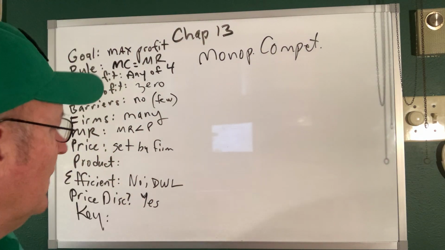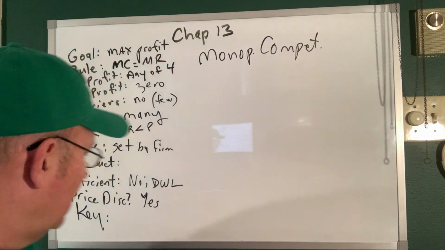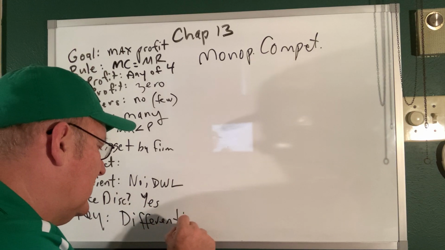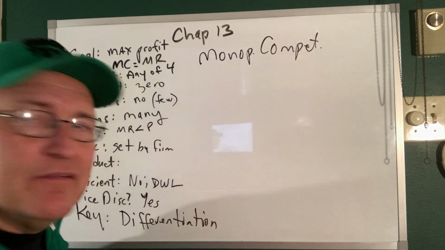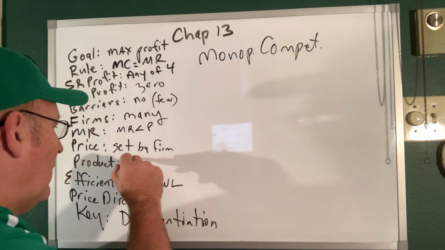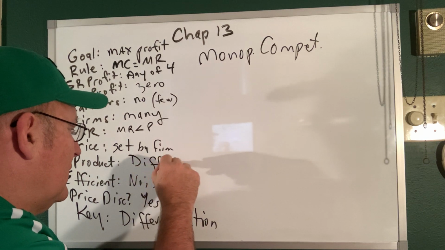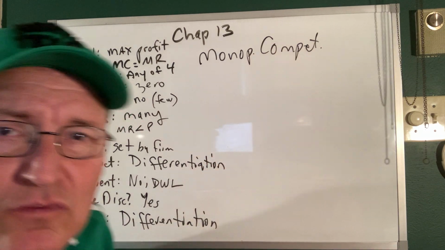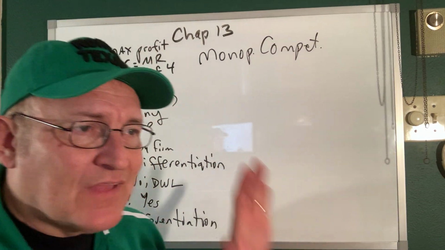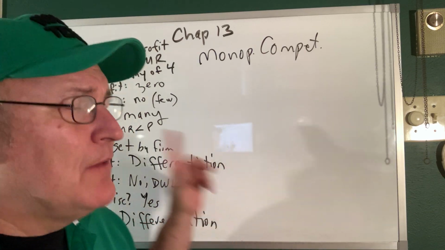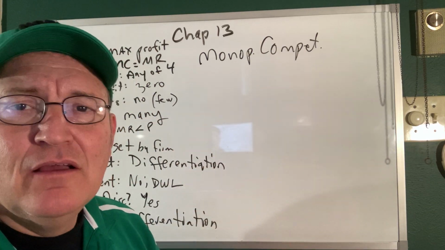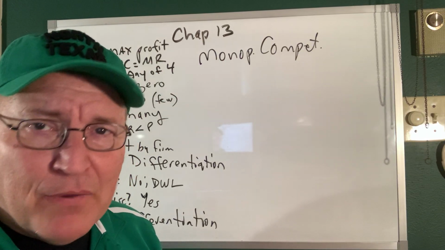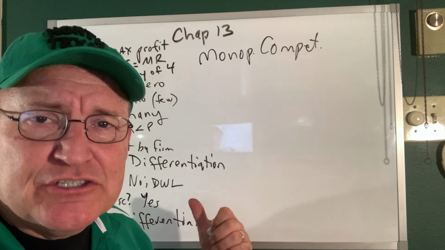So that leaves us with, what is the key? The key here is a term called differentiation, okay? And in fact, that also defines the product, because here's the way this works, okay? This is a competitive market structure, meaning there are many firms competing for your dollars and those consumers, okay? But through differentiation, right?